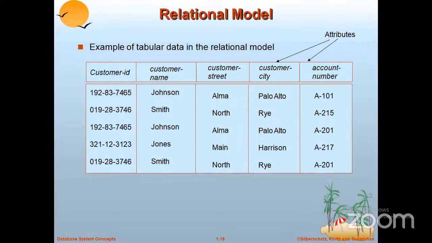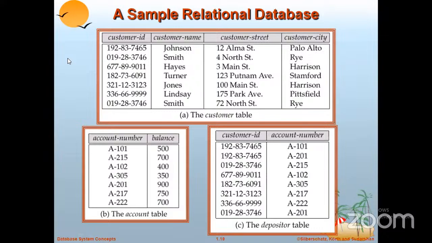In the relational model, multiple relations will be there, and multiple fields also will be there. Next, this is a sample relational database. Like I explained, from a customer table we get complete information about the customer. The second table is an account table, with balance and account number. The third table is a depositor table, with customer ID and account number.